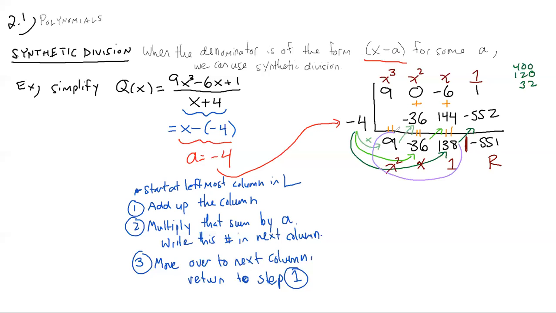So this pile of numbers here, the leftmost ones, all are going to come out of the division cleanly. And so what we'll get is q of x equals, and so the first one is 9x squared minus 36x plus 138. And then the last chunk on the right is your remainder. So it's going to stay inside the fraction. So minus 551 over x plus 4.